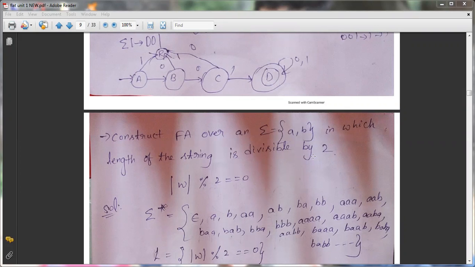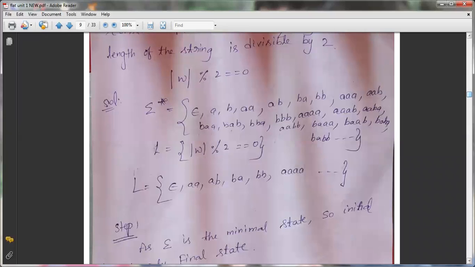Okay, so the string you are taking should be divisible by 2. That means the length of the string, if you perform the modulus operation with 2, you have to get the result as 0. Normally, if you have sigma equal to {a, b}, what language do you get in sigma star? Sigma star is nothing but the Kleene closure of that particular language here.